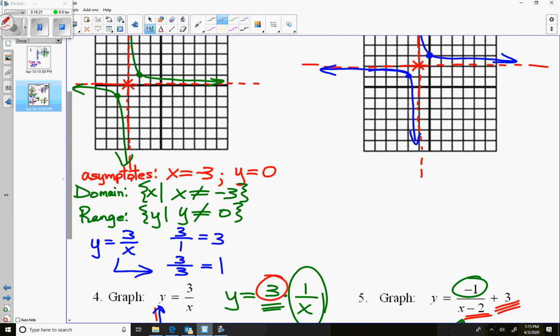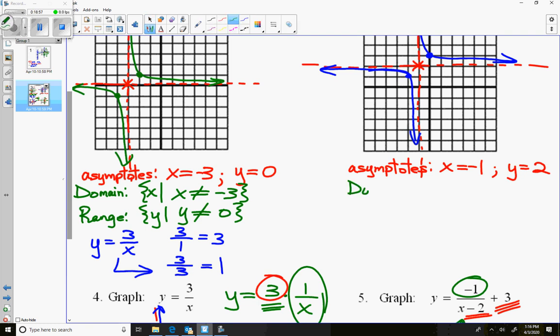All right, now number 3. Asymptotes. Again, vertical line. Vertical lines are in the form of x equals something. Where does it cross the x-axis? At -1. Horizontal lines are in the form of y equals. Where does it cross the y-axis? At 2. So those are your two asymptotes.